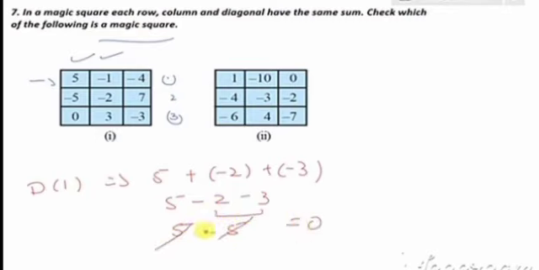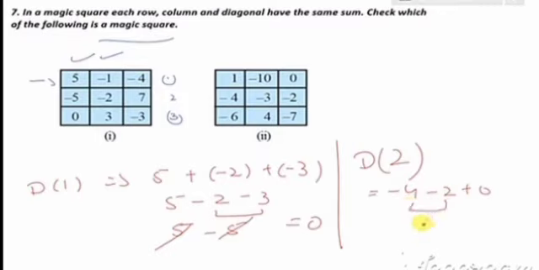5 cancel and I will get 0. So diagonal 1 is also, its sum is 0. And now we will check it for the second diagonal, that is diagonal 2. That is, you can see here minus 4 plus minus 2 minus 2 and 0. So minus 4 and minus 2, I will get minus 6.